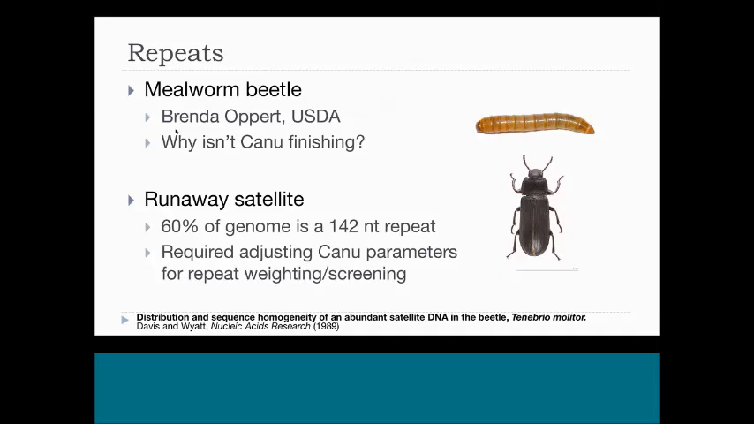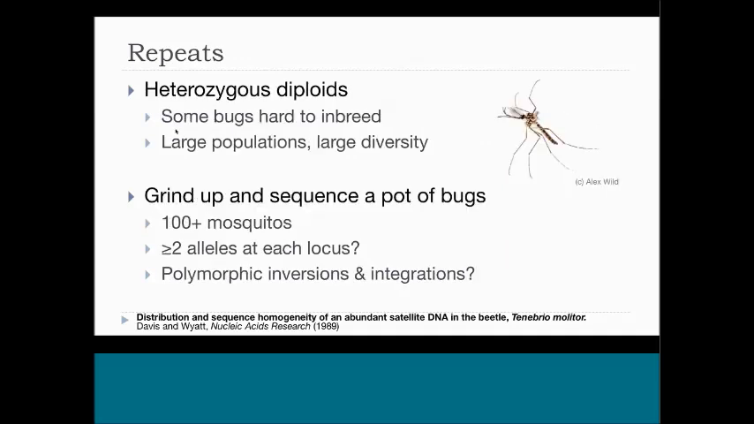This just goes to show, if you're starting a new bug, you never know what to expect when you do the sequencing. There can be really interesting repeat expansions in some of these things that make assembly very challenging. And then lastly, what the rest of this talk will focus on is this problem of diversity when sequencing heterozygous diploids that are very hard to separate or inbreed.